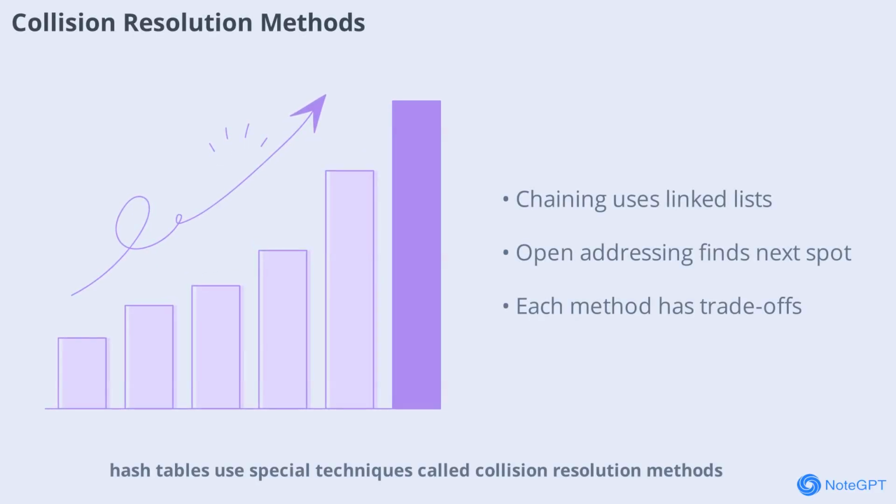To handle collisions, hash tables use special techniques called collision resolution methods. The two most common methods are chaining and open addressing. Chaining involves storing multiple values at the same index using a linked list or another data structure. Open addressing, on the other hand, searches for the next available spot in the table. Each method has its pros and cons, and the choice depends on the specific needs of your application. Let's take a closer look at each method, starting with chaining.